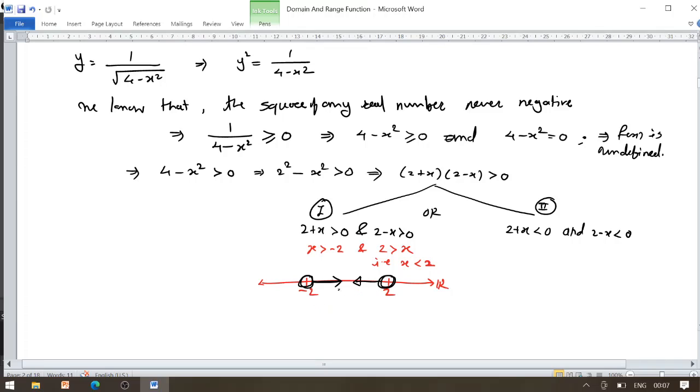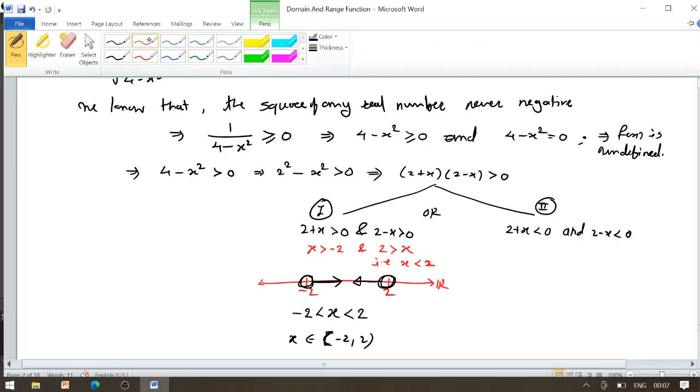So we now have the combined region between the given intervals. As per the "and", we have to find the intersection. So the condition on x is that x is strictly greater than minus 2 and simultaneously less than 2. That means ultimately x belongs to the open interval minus 2 comma 2.